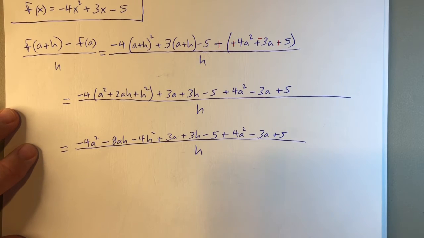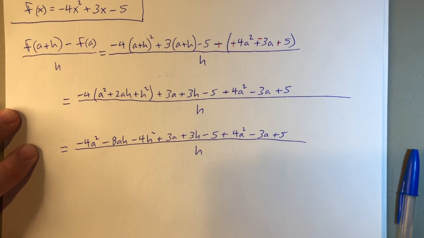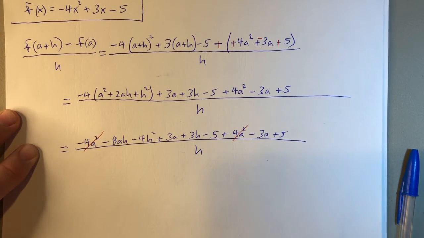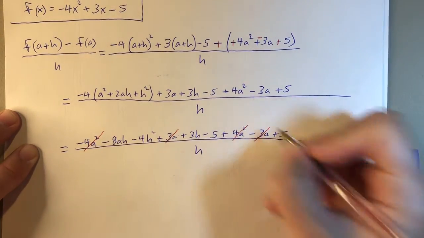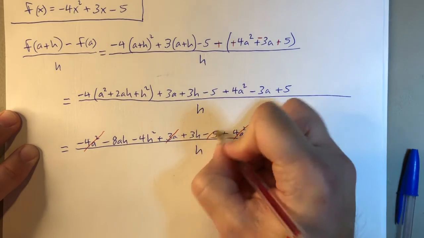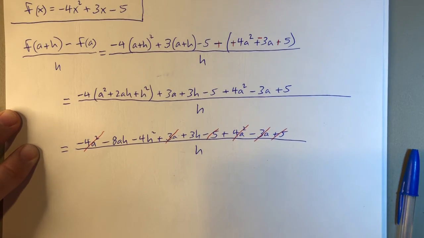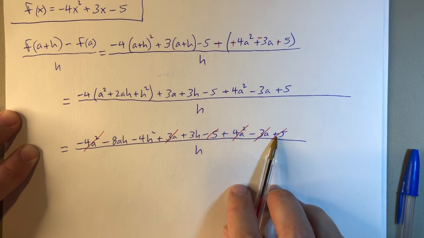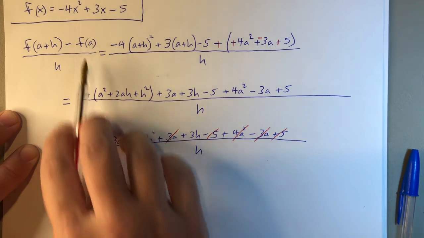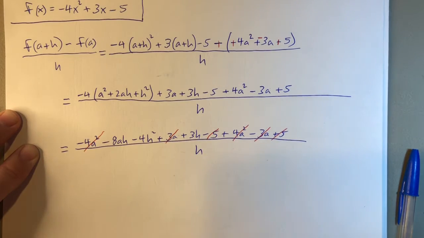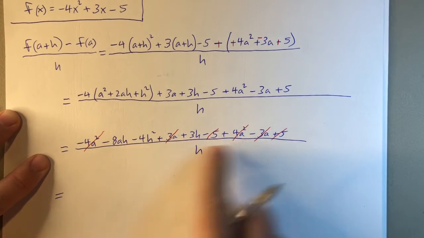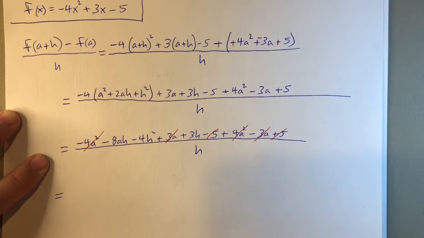So now what I'm going to look for is what I was just alluding to, what can be eliminated. So negative 4a squared, positive 4a squared, gone. Plus 3a minus 3a, gone. Minus 5 plus 5, gone. Again, like we discussed in the first example, every one of the terms that makes up f of a will be eliminated. That's going to happen every single time. Now, we already know that an h is going to be in common with the remaining terms. That's something else we discussed.